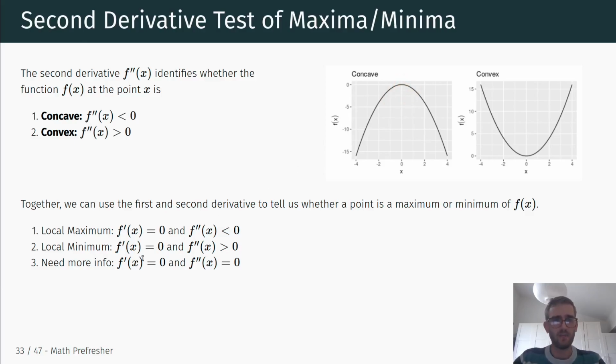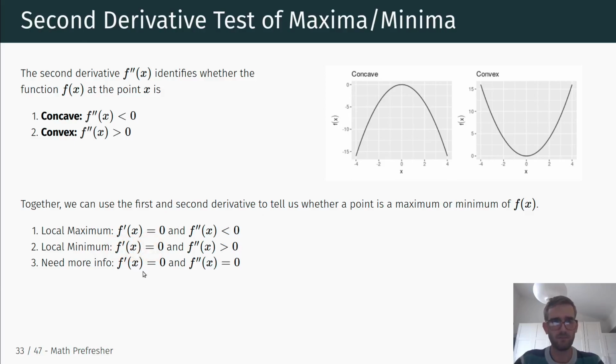On the other hand, if f prime of x is equal to 0 and the second derivative is larger than 0, then the function is convex locally at that point, right? So we're turning left as we drive on this function, and that means it must be a local minimum rather than a local maximum.